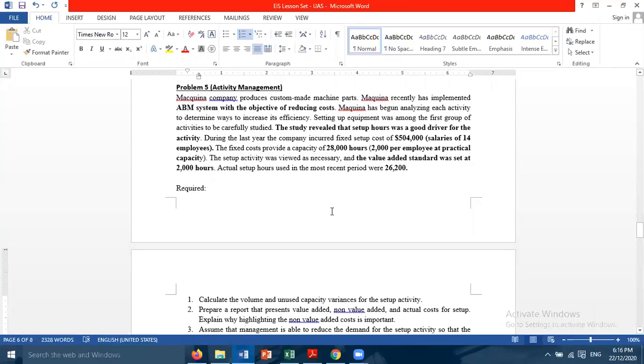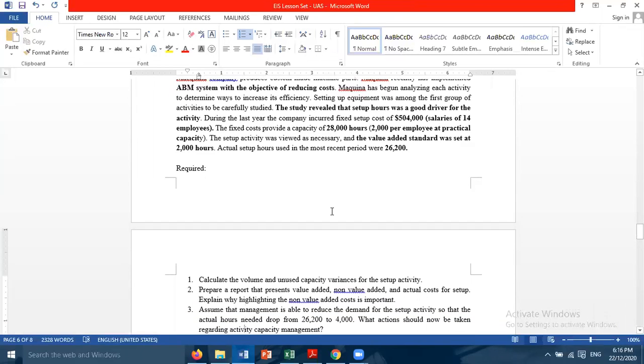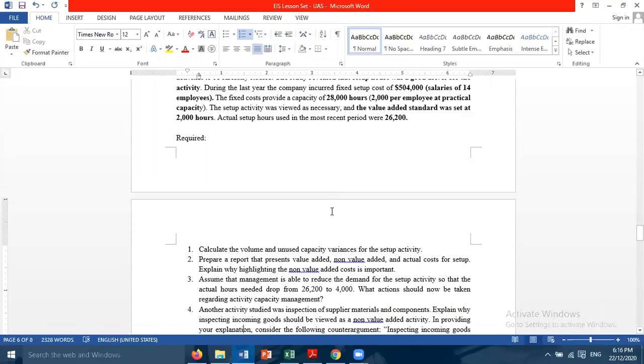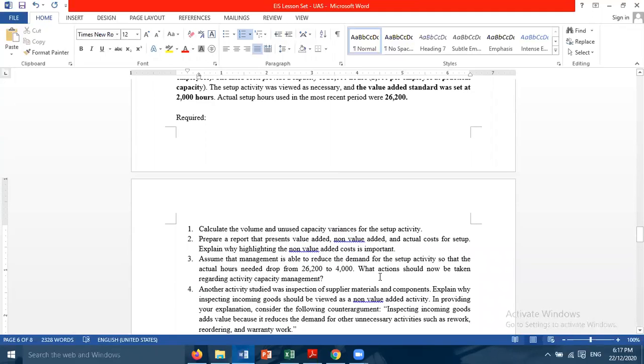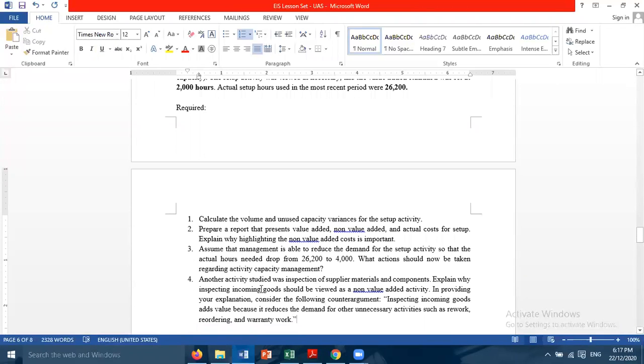Okay, right. So we are required here to one, calculate the volume and unused capacity variance for the setup activity; two, prepare a report that presents value-added, non-value-added, and actual cost for setup, and explain why highlighting the non-value-added cost is important; three, assume that management is able to reduce the demand for the setup activity so that the actual needed drops from 26,200 to 4,000. What actions should now be taken regarding activity capacity management?